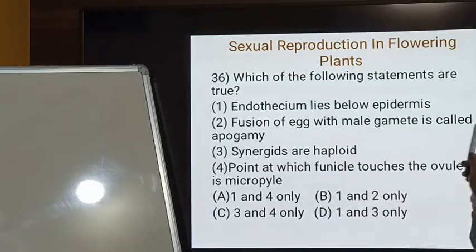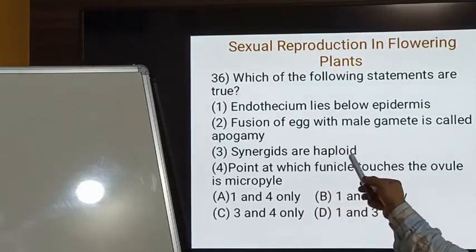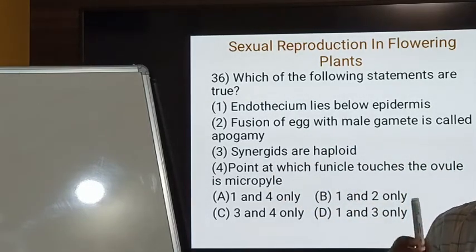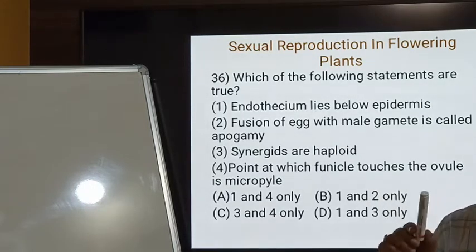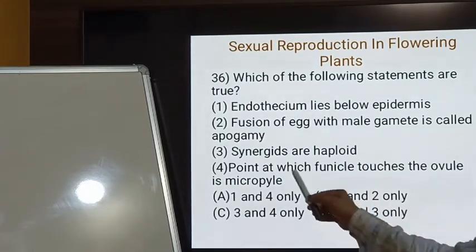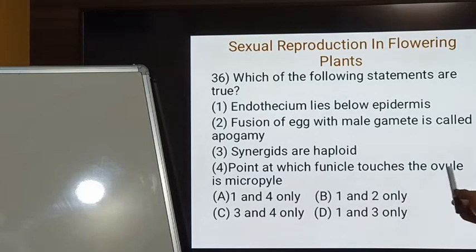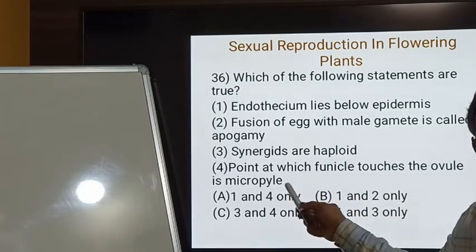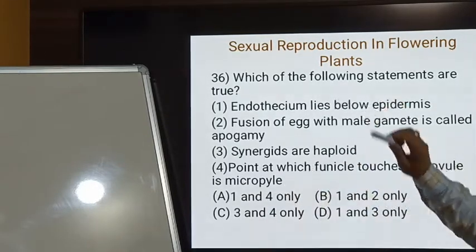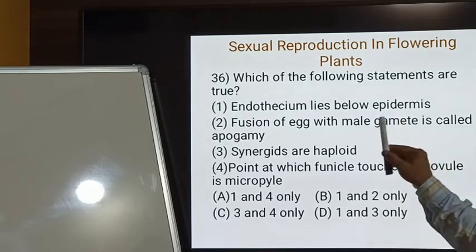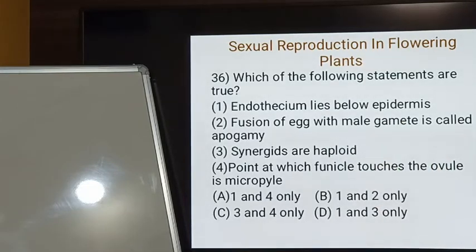Second statement is false. Synergids are haploid. Obviously, yes, all the cells present inside the female gametophyte, the embryo sac, are haploid. Point at which funicle touches the ovule is micropyle. No, it's hilum. So first statement and third statement are right. 1 and 3. D is the option.